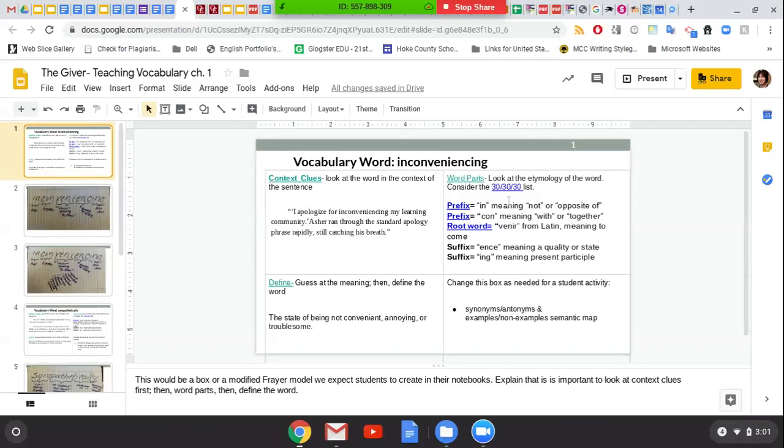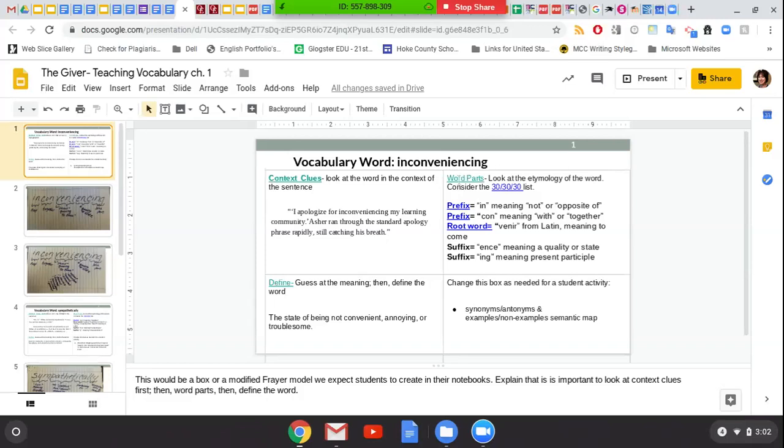Before we get to the definition, we want to look at word parts. So we could do it like this. This is what I've been doing on Google Slides, simply because I can't actually write on them. But if I were in my classroom, I would write right on the smartboard. If I wanted to take the word inconveniencing and break it down, I would go to etymonline.com. You can click word parts right up here, and it will take you to the website.